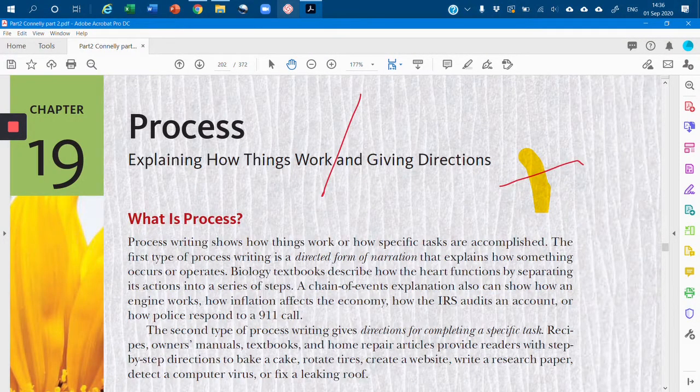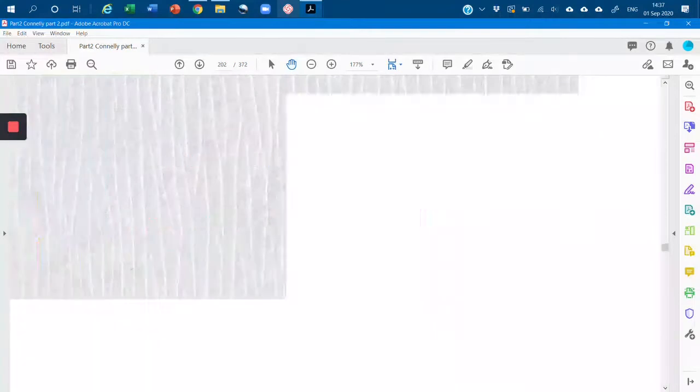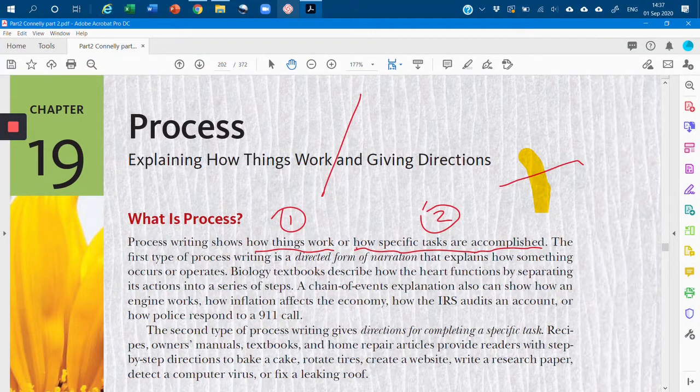So we're going to be looking at two specific parts for the process paragraph. Now, you will notice here they say that process writing shows how things work or how specific tasks are accomplished. So I just want to show you how things work. That's one. And then how specific tasks are accomplished. That is two. So that breaks it down into two parts.